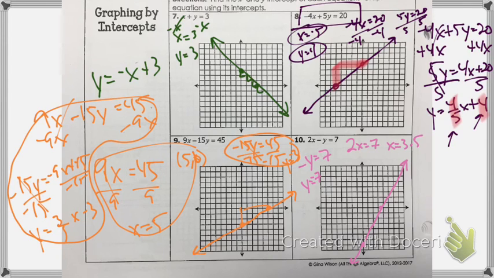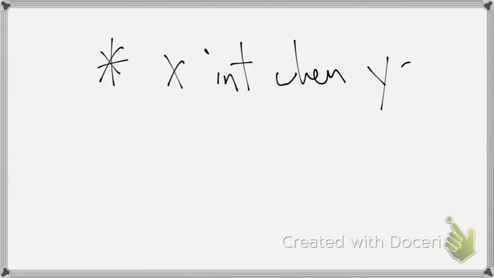Now, before I send you loose on your homework, who can tell me big ideas from today? Because I use the big ideas to inform what to do. Joe, give me a big idea. You can find the x-intercept when y equals 0, and the y-intercept when x equals 0.